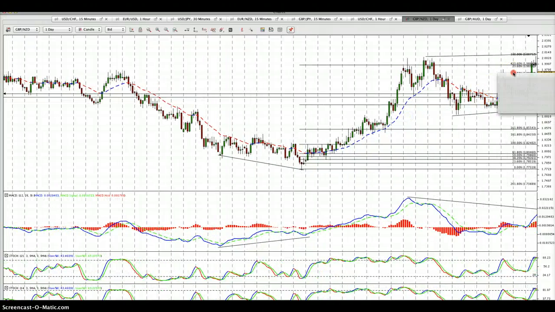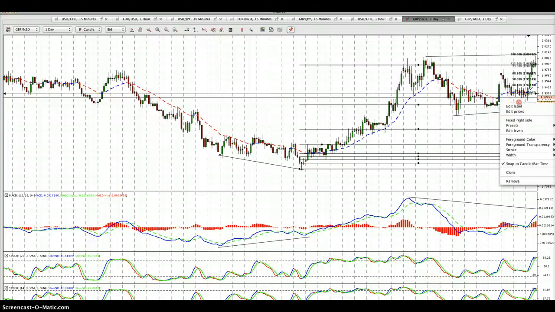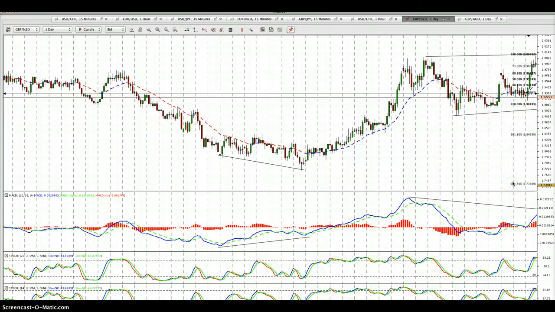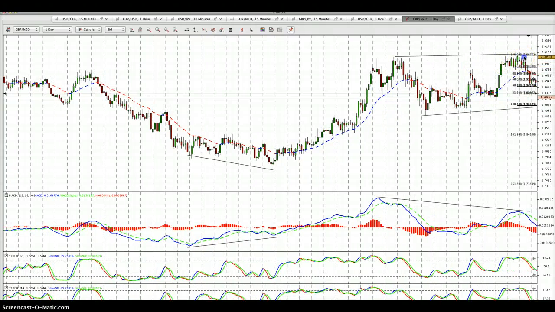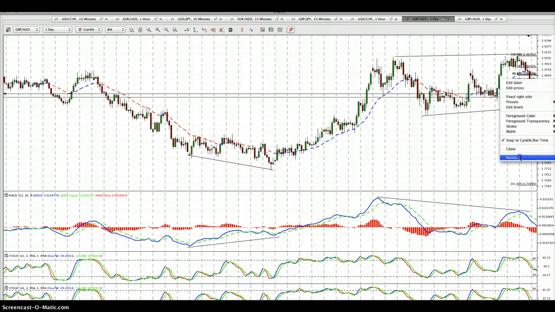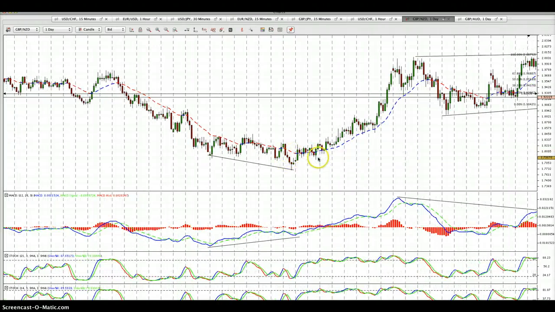Let me see if I can get rid of some of these fibs so you can see it better. Well, for some reason I can't remove this. Okay, let me just remove all the fibs, and then you can see the entry and the target. So the entry was down here.